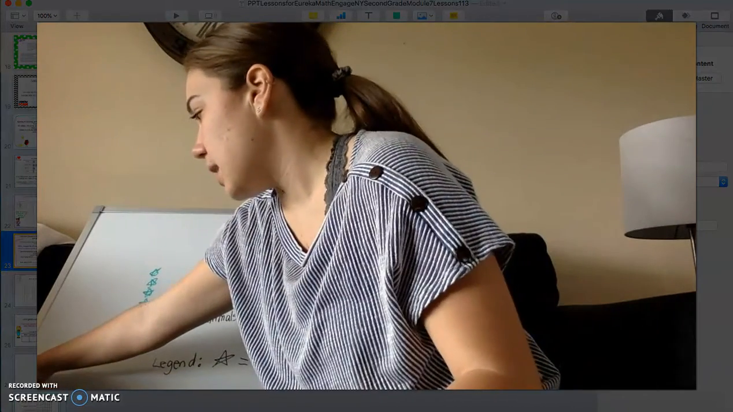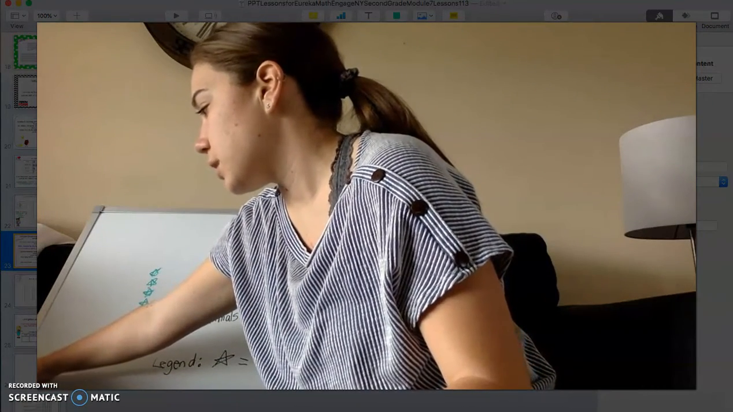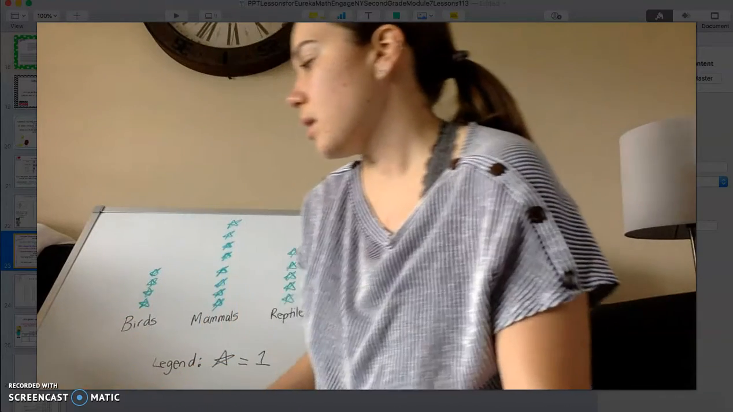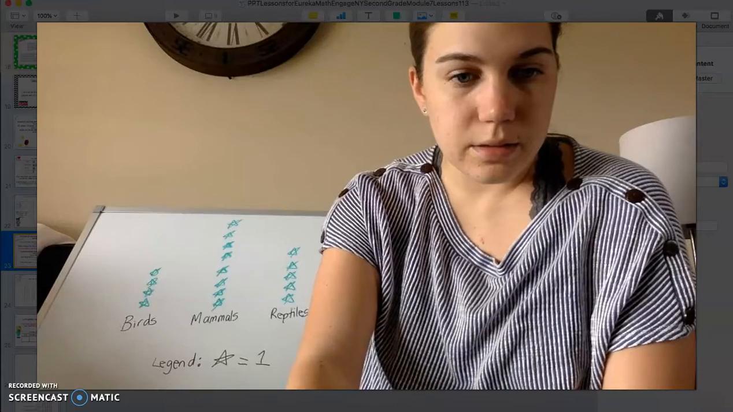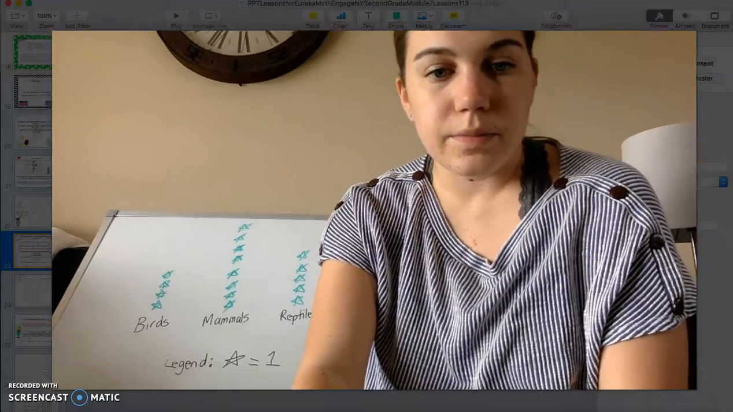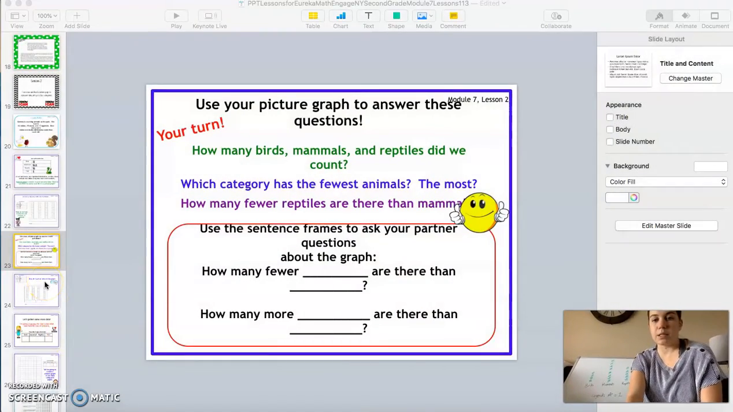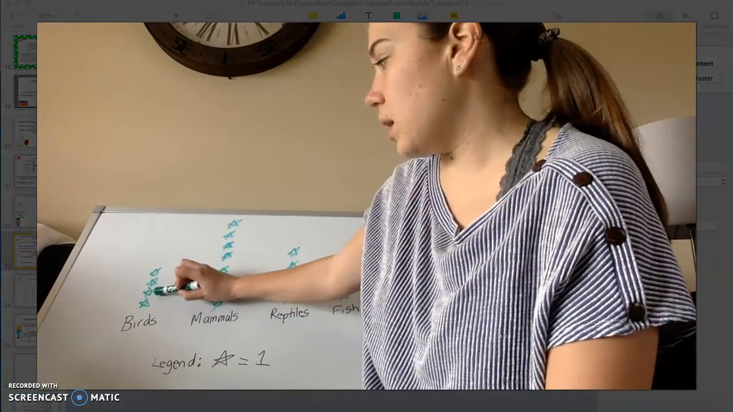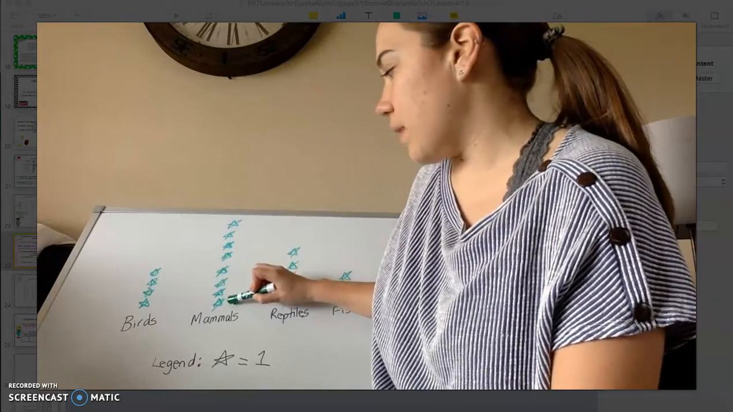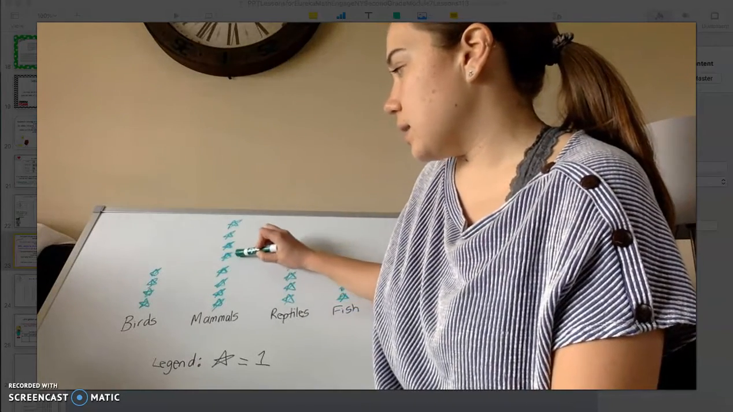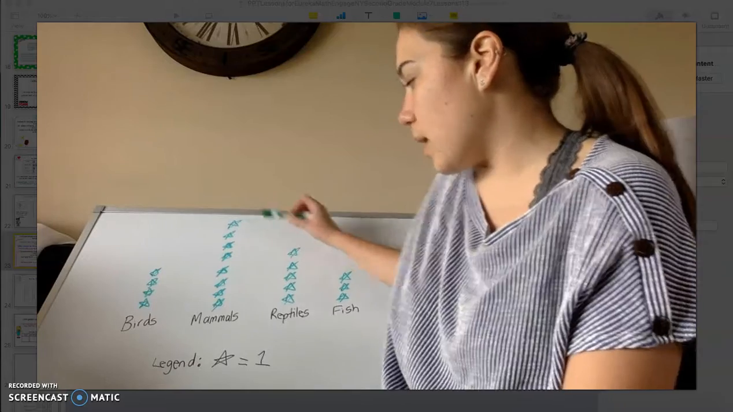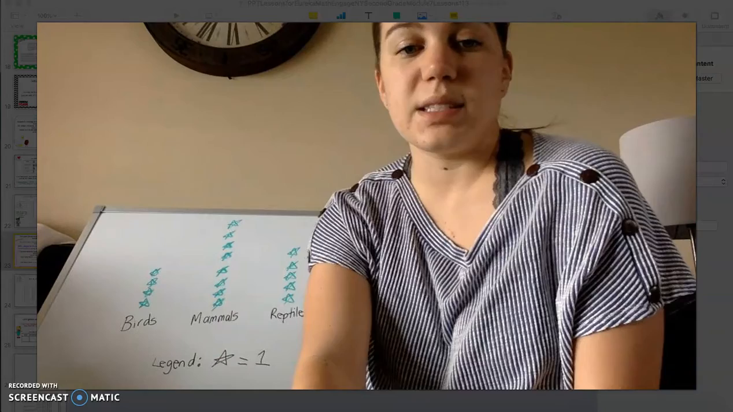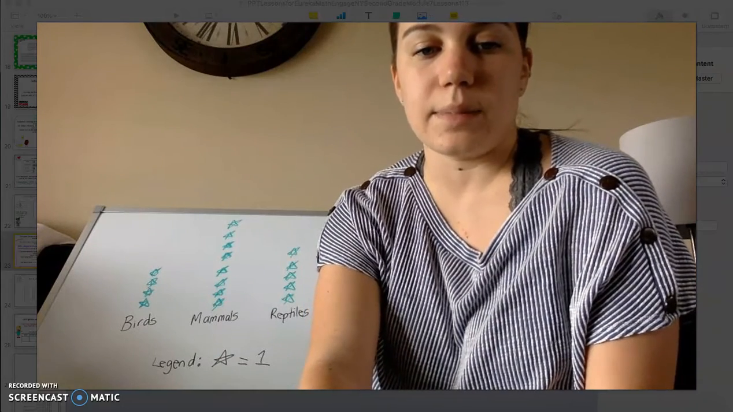So our first question, let me pull it up over here for us. I don't have it over here. So how many birds, mammals, and reptiles did we count? Let's count. Ready? 1, 2, 3, 4, 5, 6, 7, 8, 9, 10, 11, 12, 13, 14, 15, 16, 17. There was 17 birds, mammals, and reptiles.